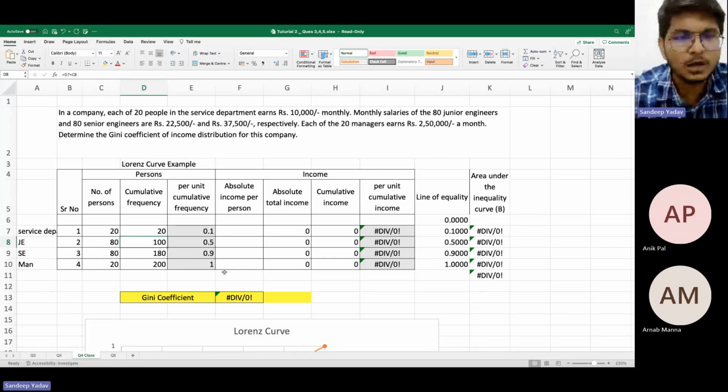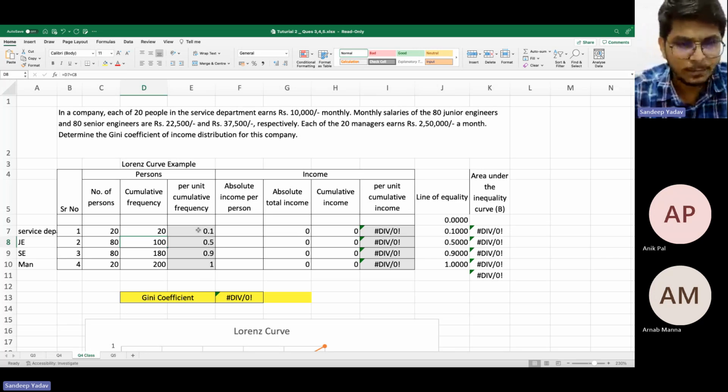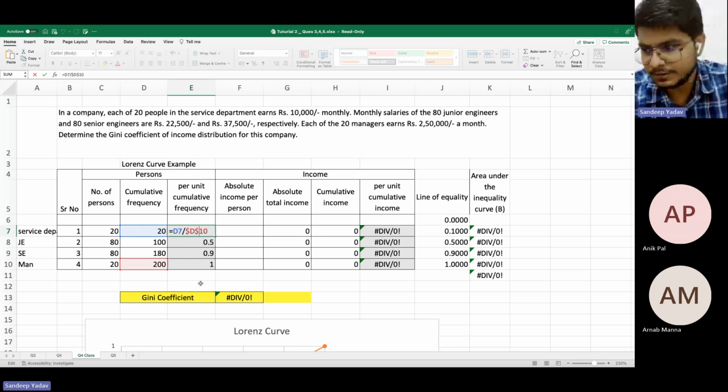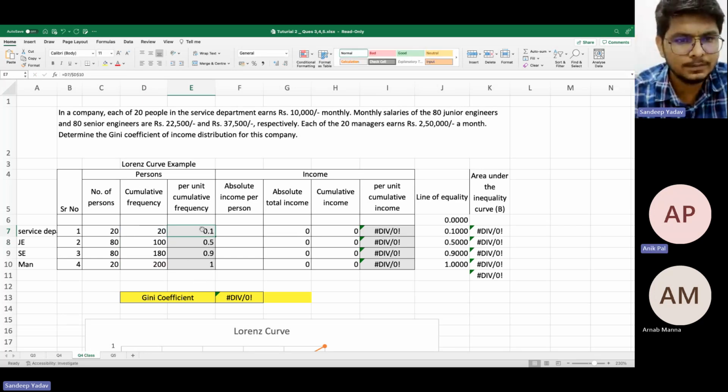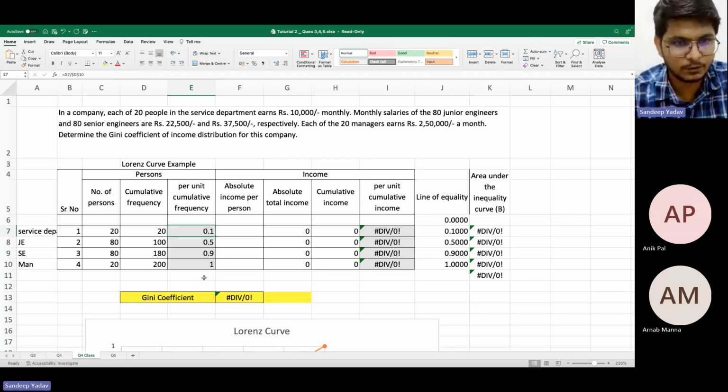Now we have to convert this cumulative frequency to the per unit cumulative frequency. What is the per unit cumulative frequency? It is the individual cumulative frequency divided by the total cumulative frequency. So 20 by 200 will be 0.1, 100 by 200 will be 0.5, 180 by 200 will be 0.9, and 200 by 200 will be 1. The Gini coefficient always varies between 0 and 1, so we have values from 0.1 to 1 as per unit cumulative frequency.